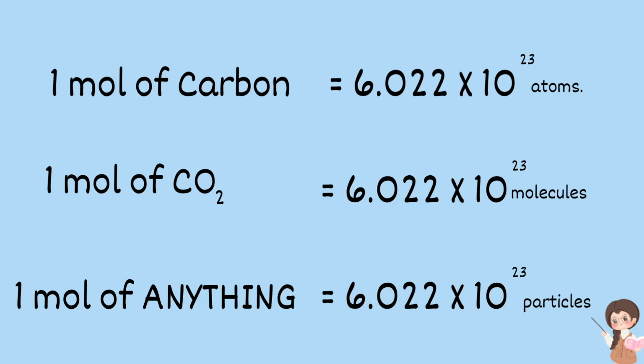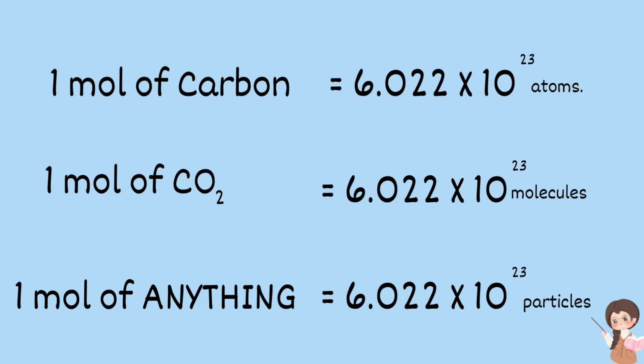Notice how I use the word atoms to describe 1 mole of carbon, molecules to describe 1 mole of CO2, and the word particles to describe 1 mole of anything. You can use any of these words to describe a mole of something because it's in the definition, but you must use the terms correctly. Particles refers to both molecules and atoms. Particles is kind of like an umbrella, and molecules and atoms are underneath it.